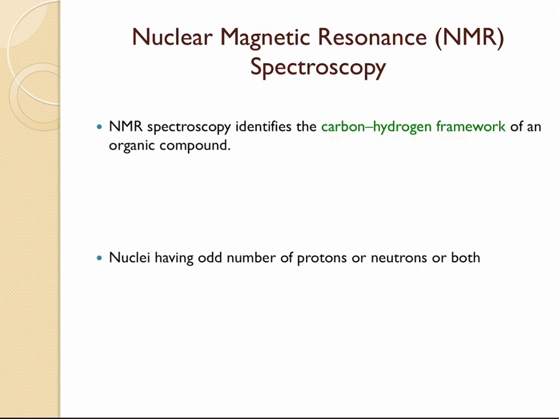Although NMR spectroscopy was developed by physicists in the late 1940s to study the properties of atomic nuclei, it was not until 1951 that chemists realized the importance of NMR spectroscopy in the structural elucidation of organic compounds. Nuclei that have an odd number of protons or neutrons or both have a property called spin that allows them to be studied by NMR. Some examples of these include hydrogen, carbon-13, nitrogen, fluorine, and phosphorus.